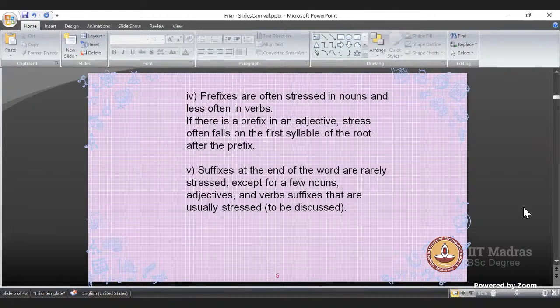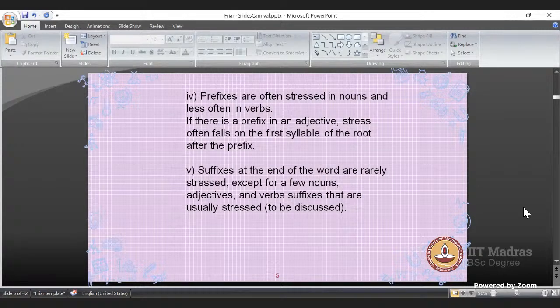So all in all, you can say that they are less often stressed. Whenever you have a prefix, the chances are very slim that they're going to be stressed, except in nouns. That's because of the nature of nouns. Usually, nouns take stress on their first syllable. That is the general nature of nouns. So because of that, even if it comes with a prefix, sometimes it takes a stress.